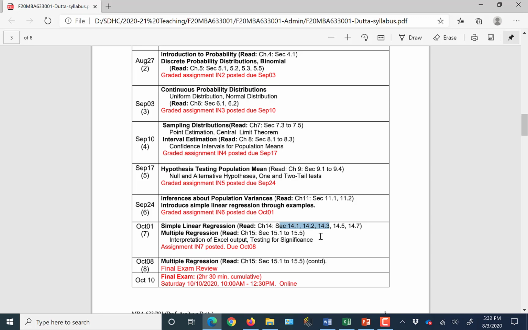Okay, so we will see how far we get into linear regression. It depends on how much time we spend or have to spend on inferences about population variances. That's why I didn't put the chapter numbers here explicitly, but if you want to read up ahead, then perhaps section 14.1 and 14.2 might be appropriate sections to read.